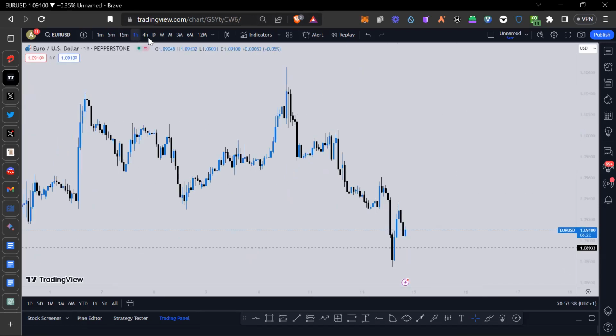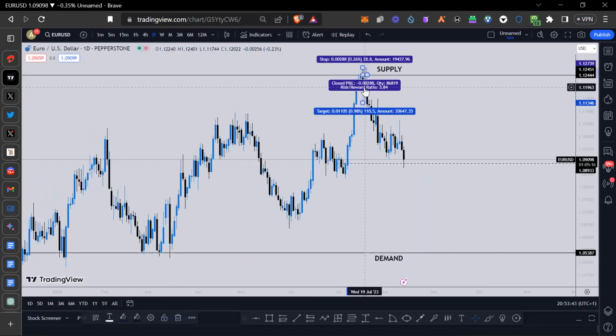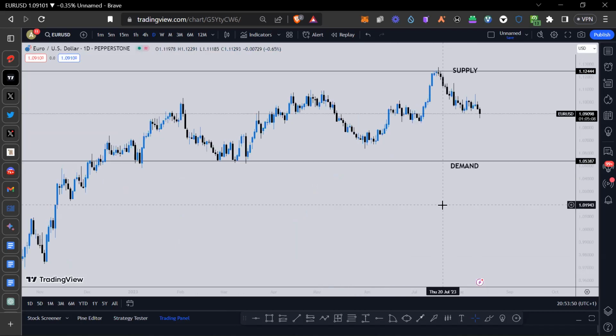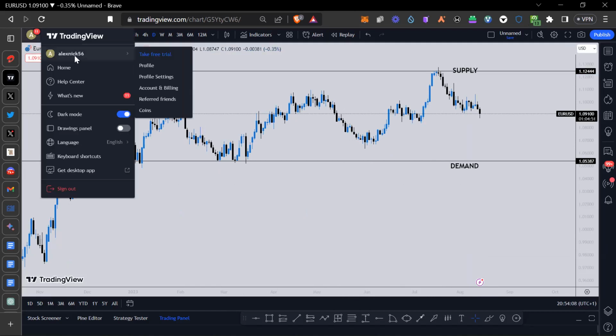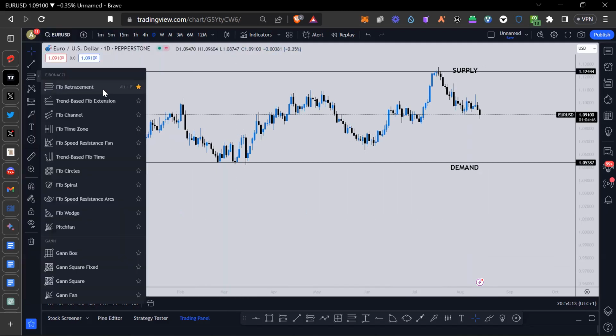So I wanted to go to the higher time frame and show you how I can mark out these levels so you can be able to do it on your own. So first of all, do you know how to use Fibonacci? No, I don't know how to use that. Okay, I'm going to pull up my Fibonacci tool here so that you can take a snapshot and set it on your own.